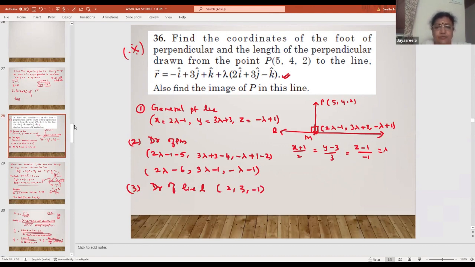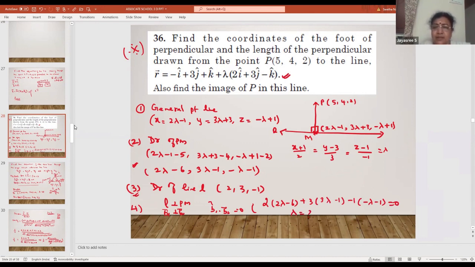Then the observation. The fourth step is L perpendicular to PM. So it is a line, and a line cannot be perpendicular as such, so the direction ratios b1 and b2 are perpendicular. So the dot product of the second step and the third step is 0. b1 dot b2 is 0. Writing it: 2 into (2 lambda minus 6) plus 3 into (3 lambda minus 1) minus 1 into (minus lambda minus 1) is 0. That gives us the lambda.